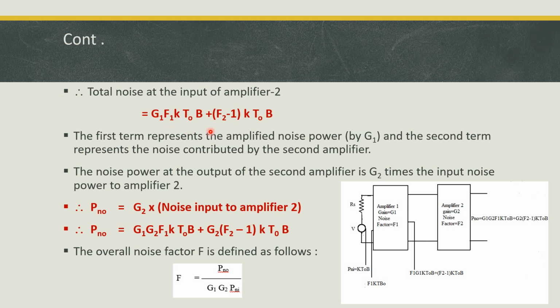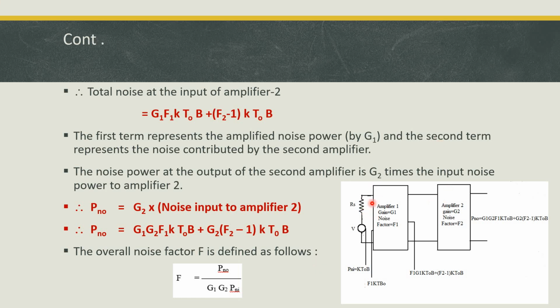This entire value, if you apply it towards amplifier 2, definitely this will be multiplied with the gain factor of G2. So Pn0 is equal to G2 multiplied with the total input of the amplifier 2. Then the final equation is Pn0 is equal to G1 G2 F1 K T0 B plus G2 F2 minus 1 K T0 B. The overall noise factor F is defined as follows.